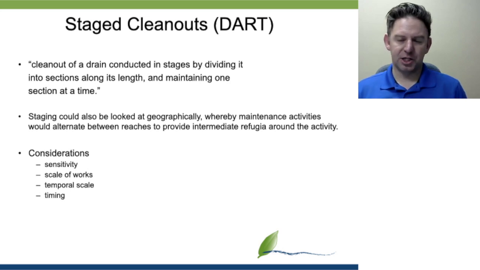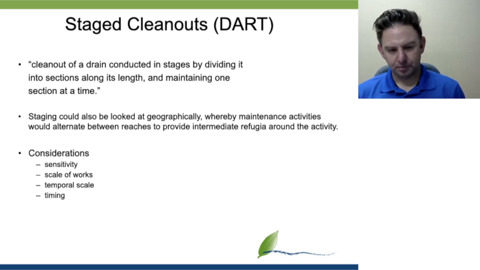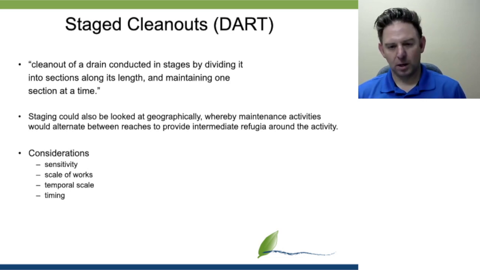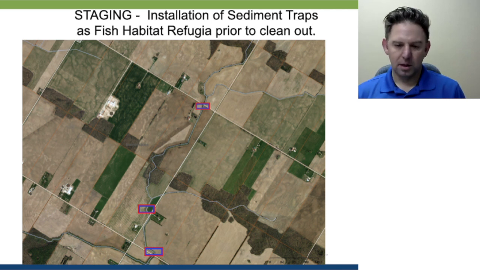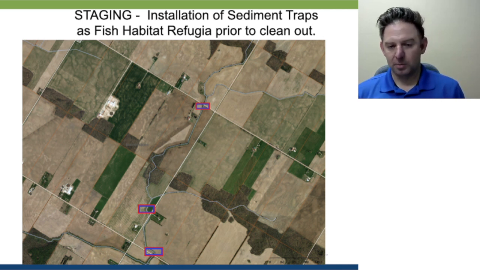Okay, another concept that's actually in the DART protocol is staged cleanouts. And really, it can mean a number of things, but staging means it's conducted in different stages. So doing a section at a time. You can look at it geographically. You can also look at it over time. But in a maintenance project, really what you'd be doing is you alternate between reaches. So you'd clean out one reach of the drain, and you work on a different reach afterwards or before. It depends on the sensitivity, and staging can also occur over time. It could be a drain that needs to be cleaned out, but it could be done over 2 or 3 years, section by section.